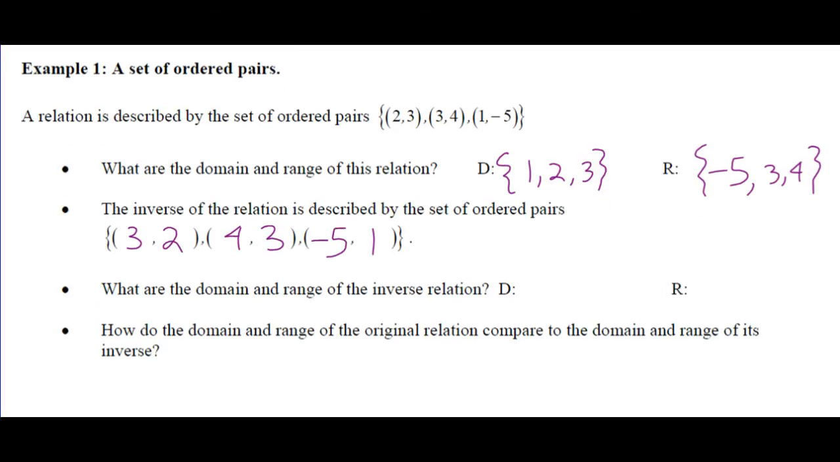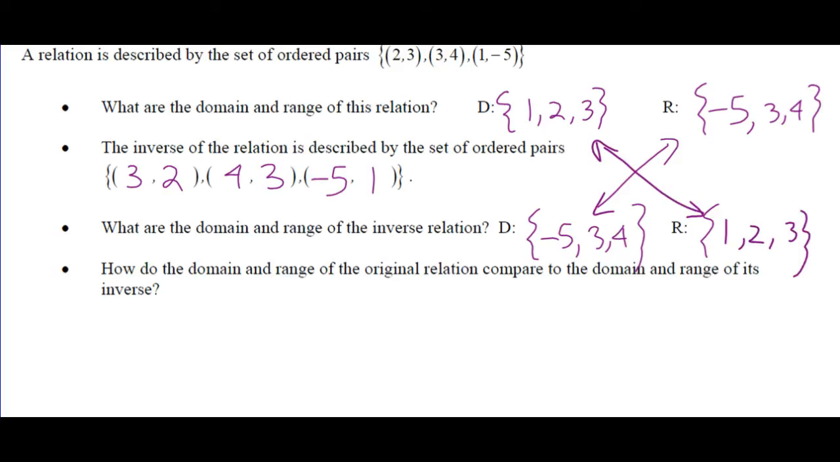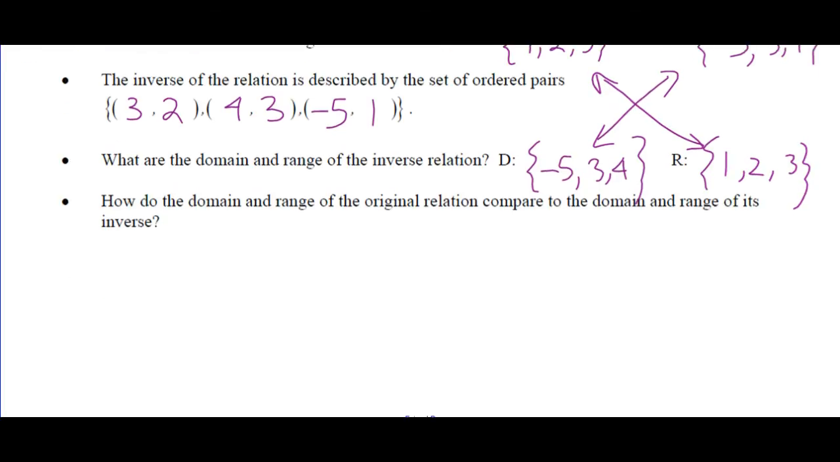What are the domain and range of the inverse? The domain is the set of y values of the original, which looks suspiciously like the original's range. And the range is the x values of the original, which looks suspiciously like the original's domain. So how do the domain and range of the original relation compare to the domain and range of its inverse? They're interchanged. So the domain of the original is the range of the inverse.